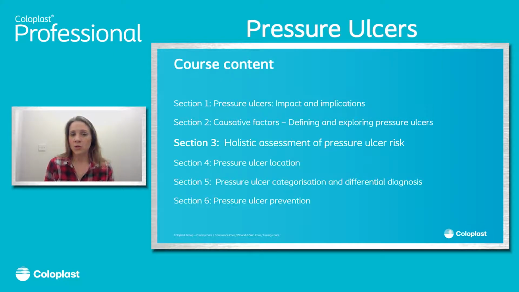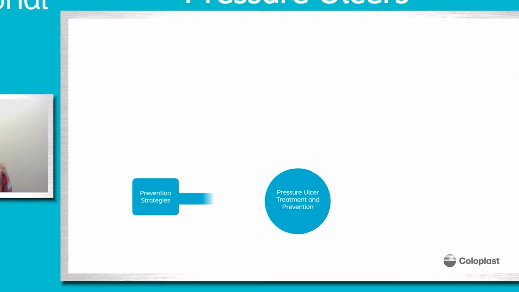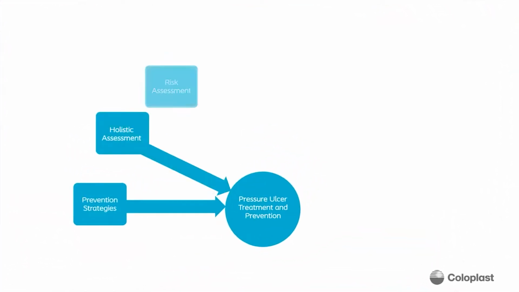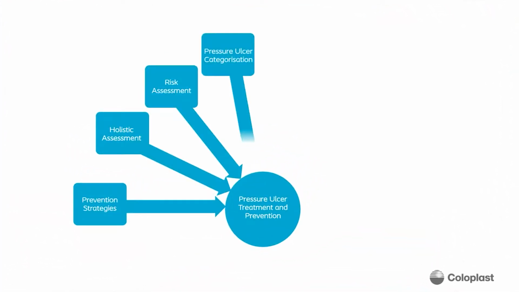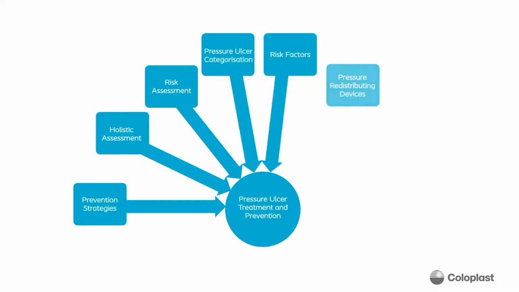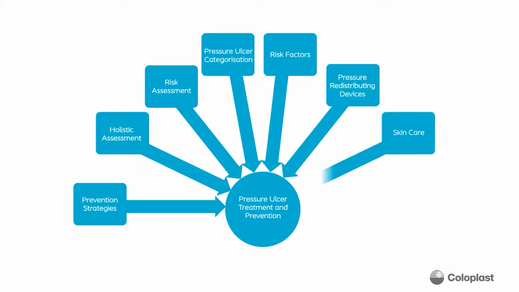We're then going to move on to look at our holistic assessment and our pressure ulcer risk assessments within that. There are a whole multitude of things that we need to take into account when we're thinking about pressure damage and the prevention and treatment of pressure damage. The key thing at the heart of this really is our holistic assessment of our patient.